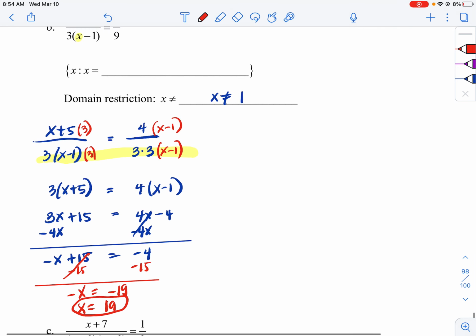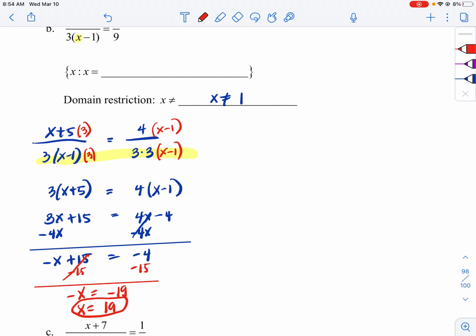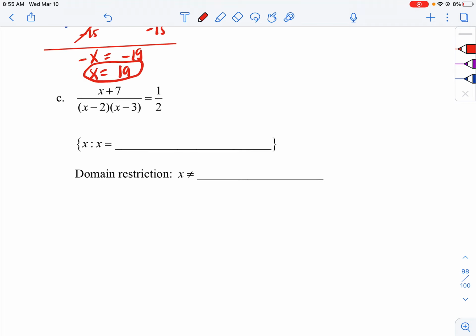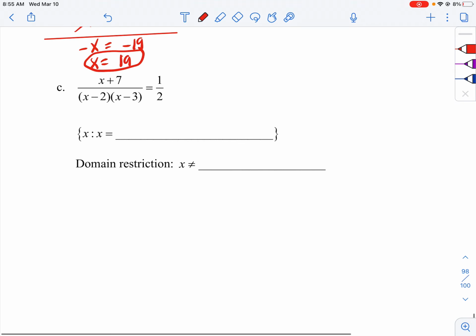Now, let's ask ourselves one question. My domain restriction is x cannot be 1. Is my x 1? No, it's not. So 19 is our final answer. There you go. Very quick, right? Moving on. Okay, so let us make sure that our bottom matches.